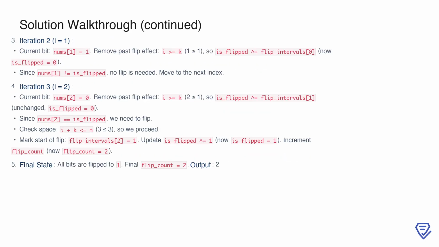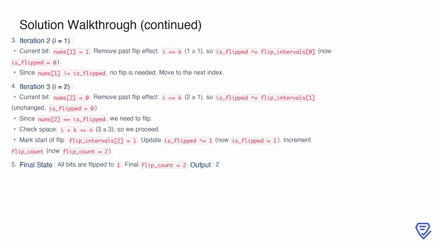Next, we move to I equals 1. Here, the current bit is nums[1] equals 1. Since I is greater than or equal to k, we remove the effect of any past flips by XORing is_flipped with flip_intervals[0]. This resets is_flipped to 0. Now, nums[1] does not match is_flipped, meaning no flip is required.